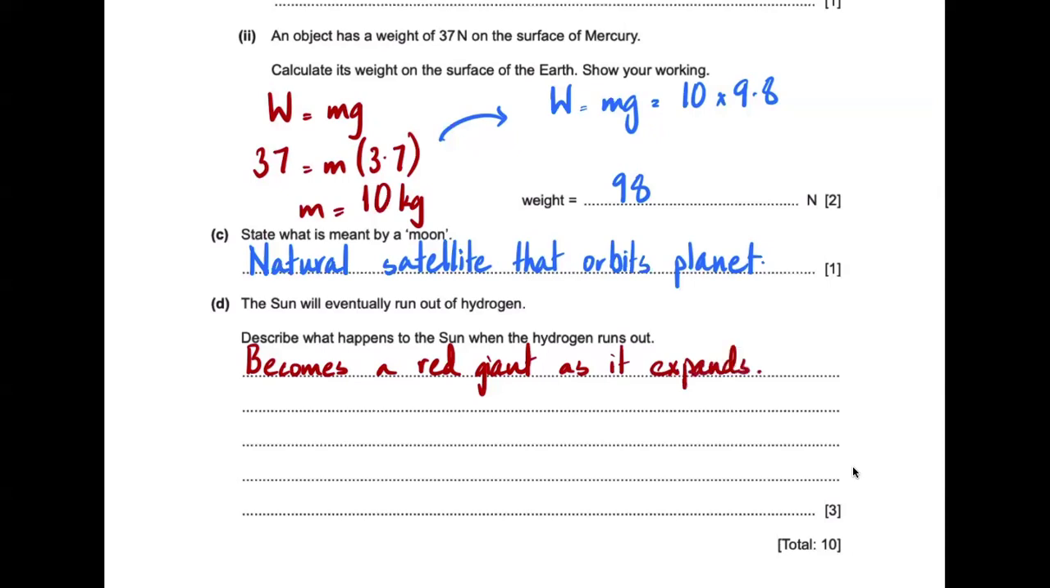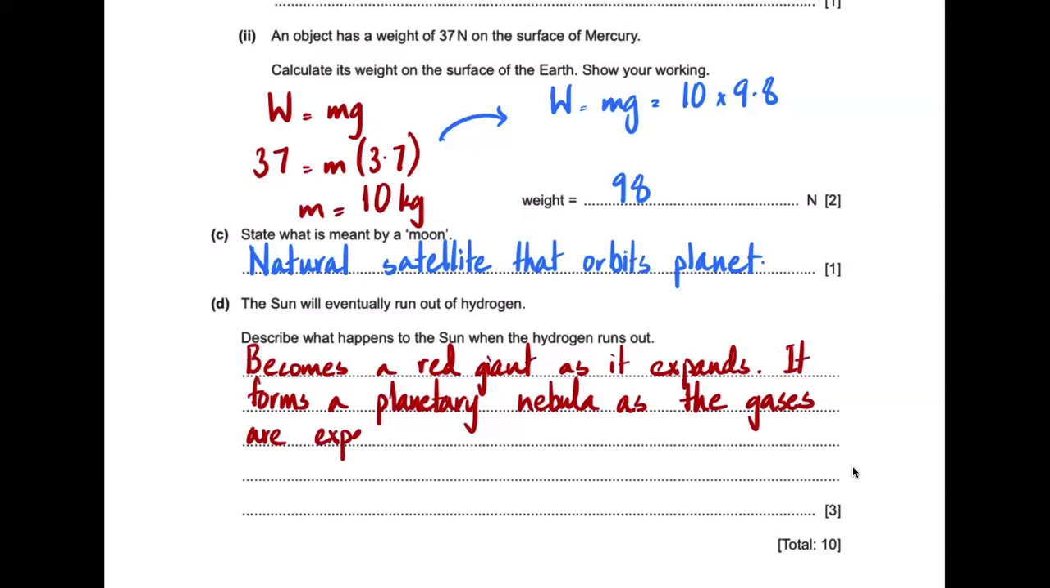Right? Because the hydrogen, when this runs out, even helium starts fusing together, so it becomes a red giant, and then gradually it forms a planetary nebula as the gases are expelled, with the white dwarf at the center. So that's what you have to say.